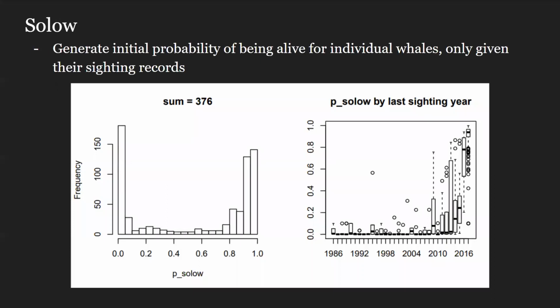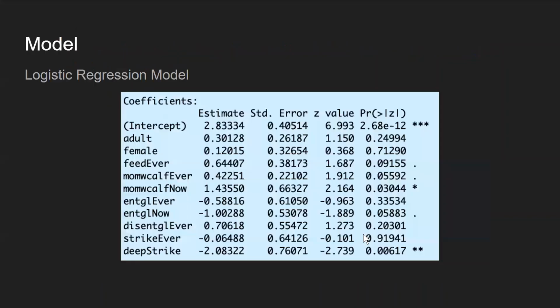So like I said, we use SOLO to generate the initial probability of being alive for individual whales, given only their sighting records. So we come up with those numbers for all 724 individual whales. And once we add them all up, we get 376. And like I said, you can see on the right, whales that were last seen more recently have higher probabilities than those that were seen a long time ago.